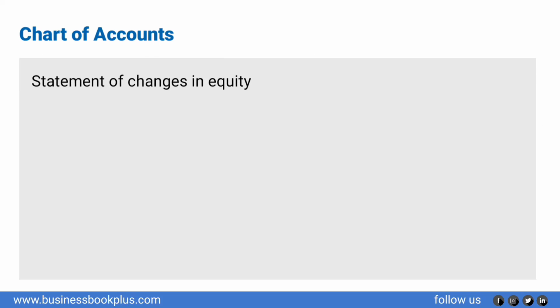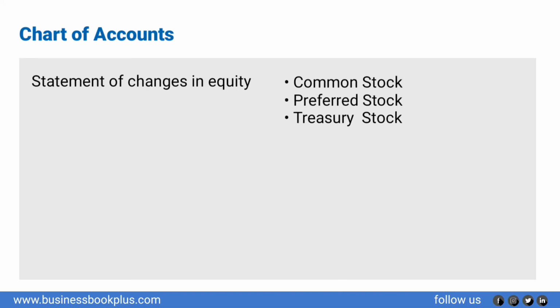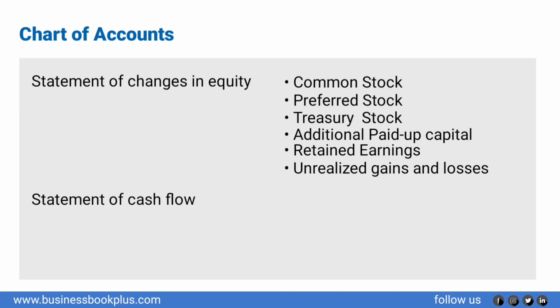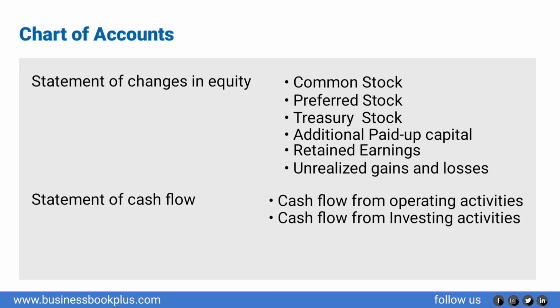Statement of changes in equity accounts: common stock, preferred stock, treasury stock, additional paid up capital, retained earnings, unrealized gains and losses. Statement of cash flow accounts: cash flow from operating activities, cash flow from investing activities, cash flow from financing activities.